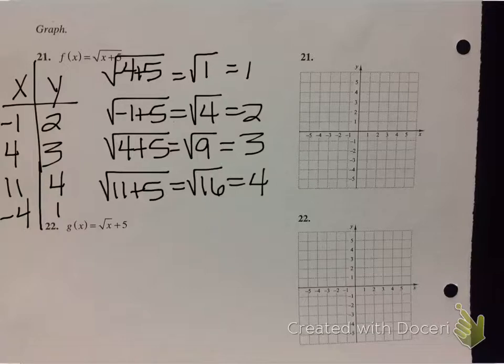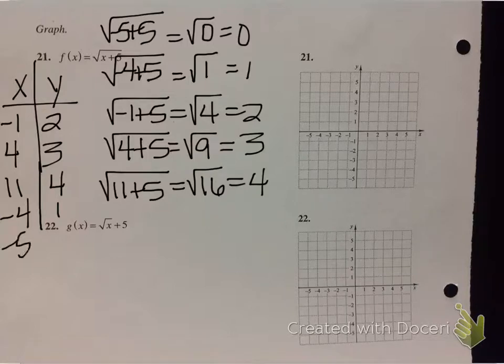What happens if I wanted to get 0? Because I know the square root of 0 is 0. Well, if I plugged in -5, of course. So -5 would give me that.